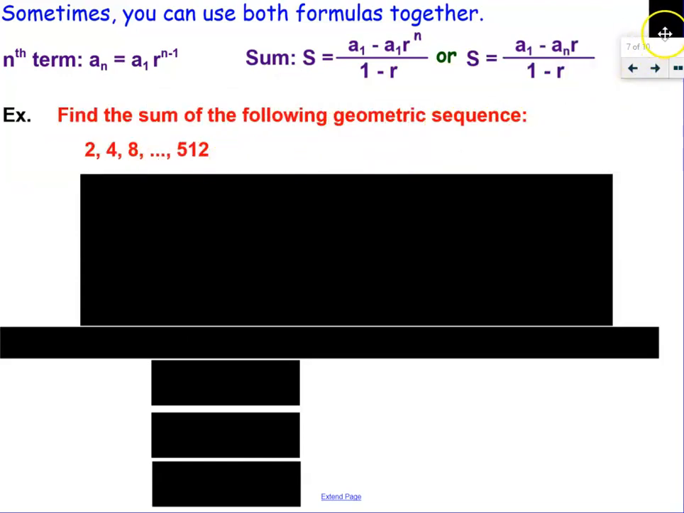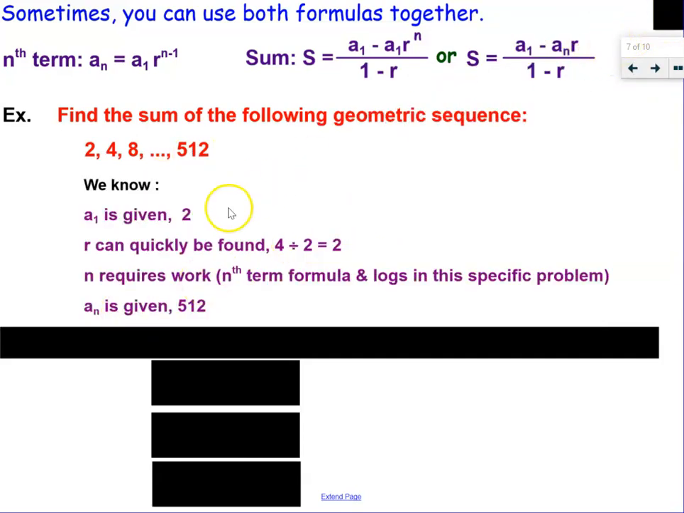So here's an example. Find the sum of the following geometric sequence. It starts at 2, then it goes to 4, then 8, and so on, all the way to 512. Now, let's see what we know. We know that a1 is given. The first term is 2. r can be quickly found. It's going to be second divided by first. So 4 divided by 2 is 2.